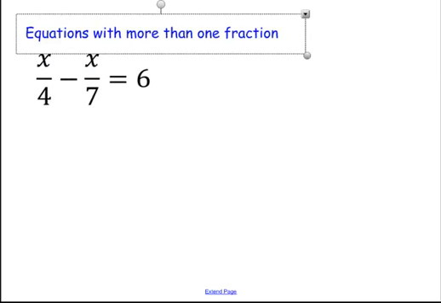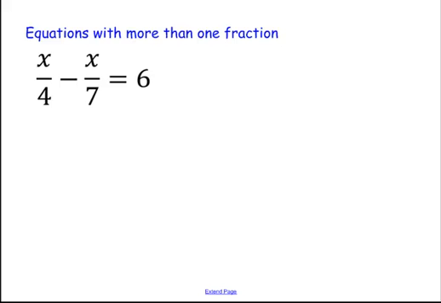Okay, the next step is to look at equations that have more than one fraction in them. So in this case, we've got x over 4 minus x over 7, and you'll notice that the denominator is not the same. So if you try to multiply everything by 4 or everything by 7, you'll see that what happens is you don't actually get rid of any of the fractions, you don't simplify them. So what you have to do is you have to multiply by the lowest common multiple of 4 and 7. So the lowest common multiple is the lowest number that's a multiple of both 4 and 7.